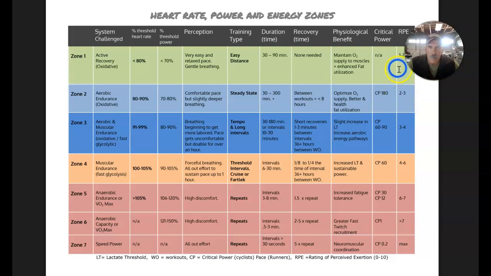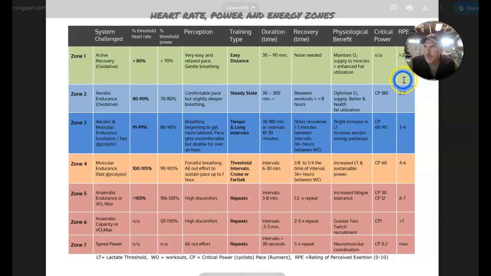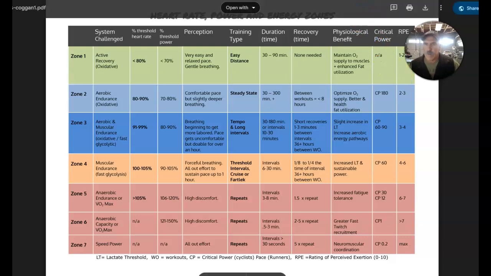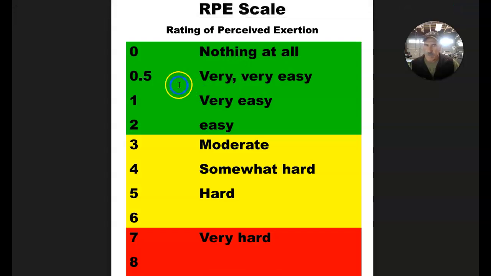So you can see zone 1, we're looking at an RPE on that 10-point scale of 1 to 2. So there's really 0 would be no exertion at all. So if we go back to the scale, nothing at all. If we get up to 0.5 to 1, we're talking about very, very easy. Feels like, if we're at 1, like a leisurely walk.